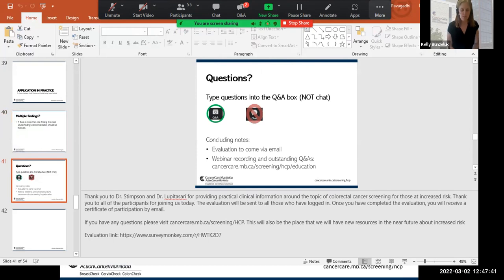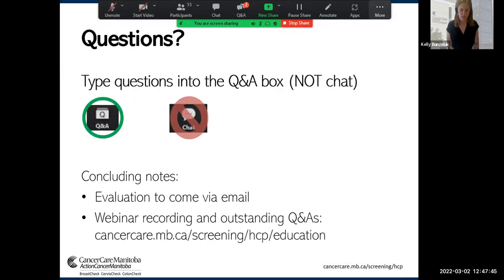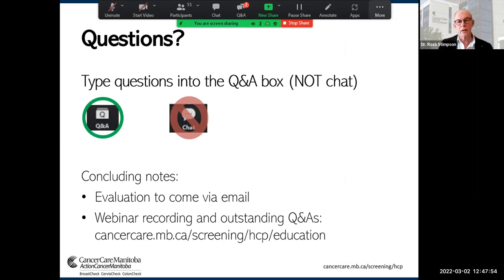So the first question I have, and this I believe is a question for Dr. Stimson: if my patient has second-degree relatives who are diagnosed with colorectal cancer, can they do a FIT instead of colonoscopy? Yes, certainly. Having 1 or more second-degree relatives does not really increase your risk of colorectal cancer that much. And we now actually consider a history of 1 or more second-degree relatives to be a minimal increased risk and suitable for average risk screening.